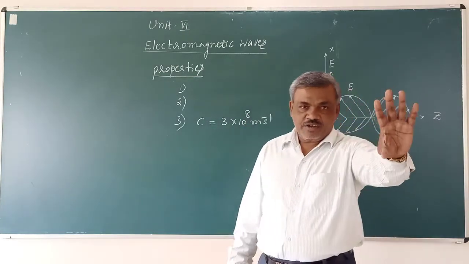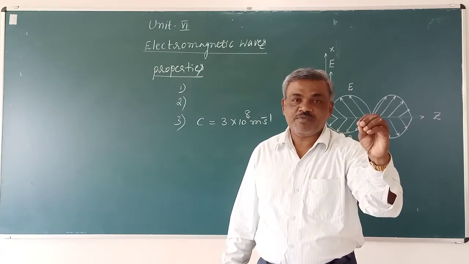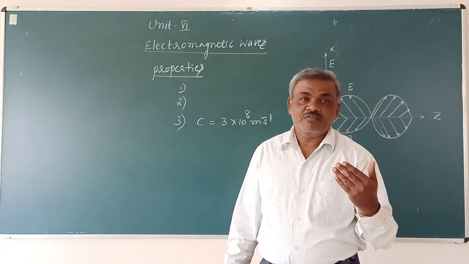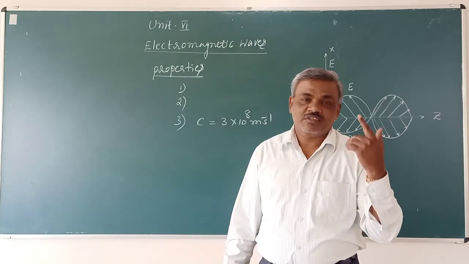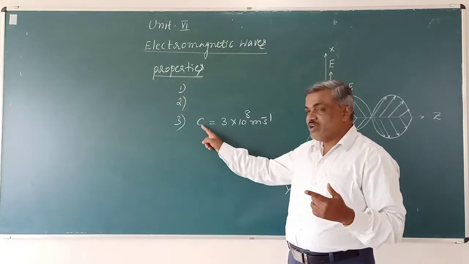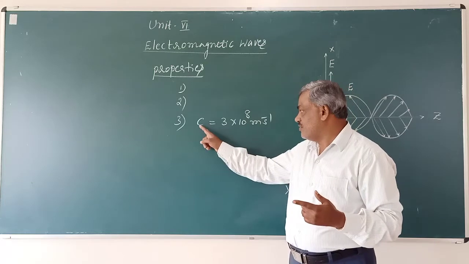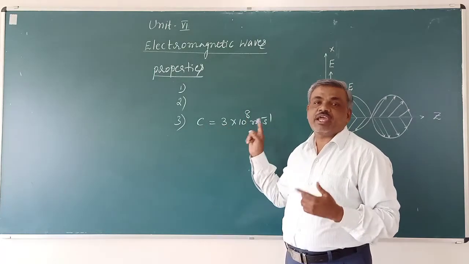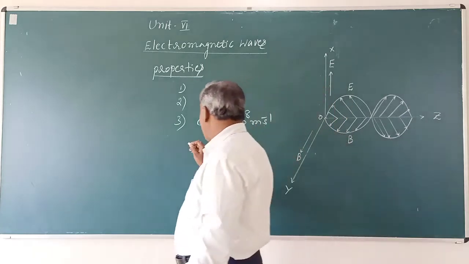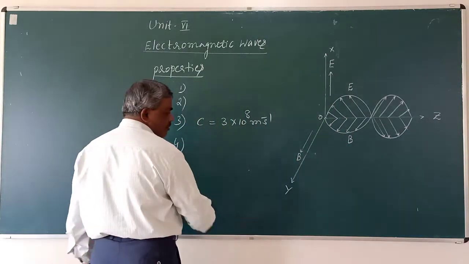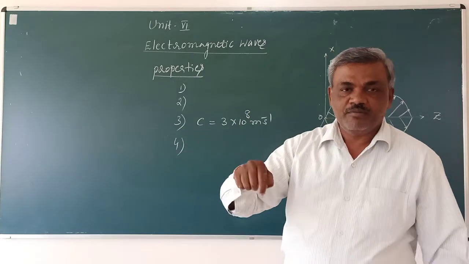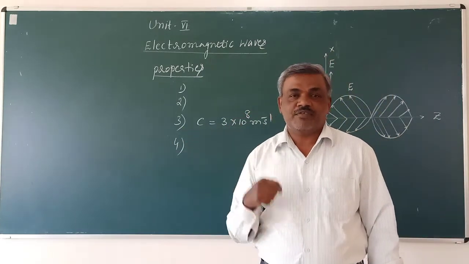All electromagnetic waves have the same speed but different wavelengths and different frequencies. So the third property: the speed of electromagnetic waves C equal to 3 into 10 power plus 8 meter per second. And the fourth property: electromagnetic waves carry energy and momentum from one place to another place.